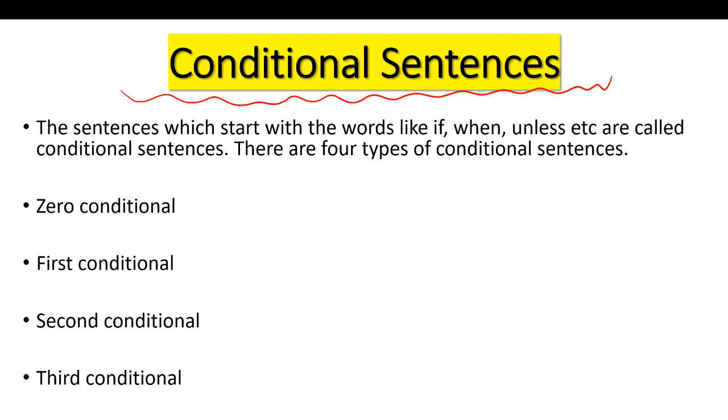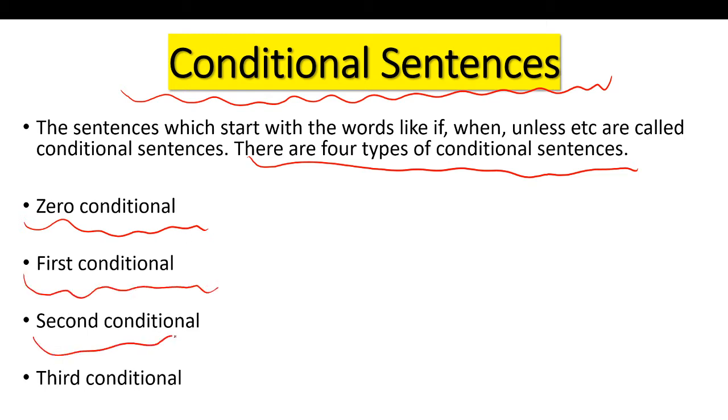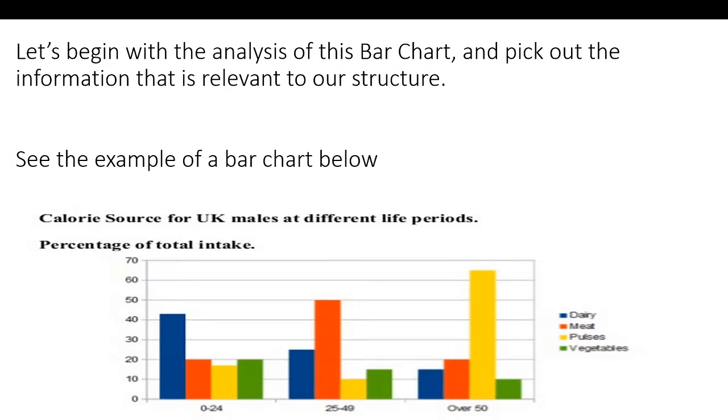There are four types of conditional sentences. So, what are the four types of conditional sentences? Zero conditional, first conditional, second conditional, and third conditional. I will explain to you the combination of all these four conditional sentences.